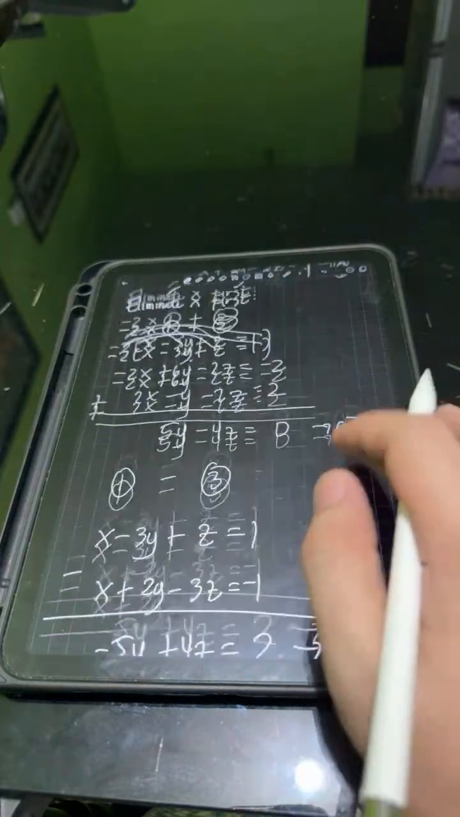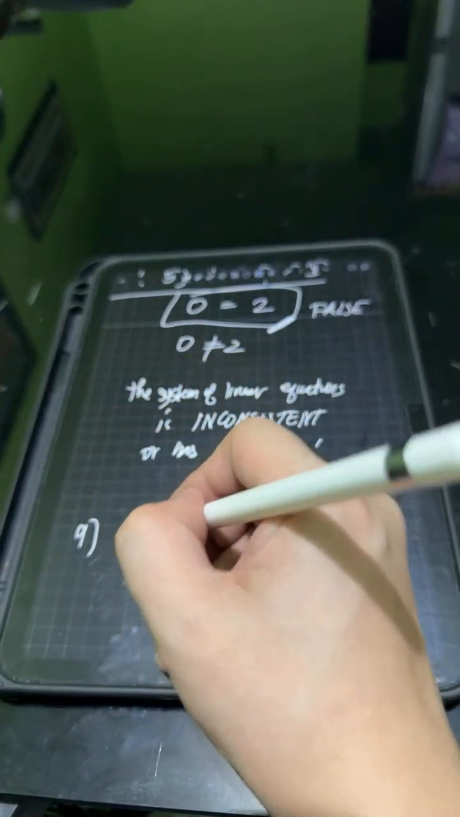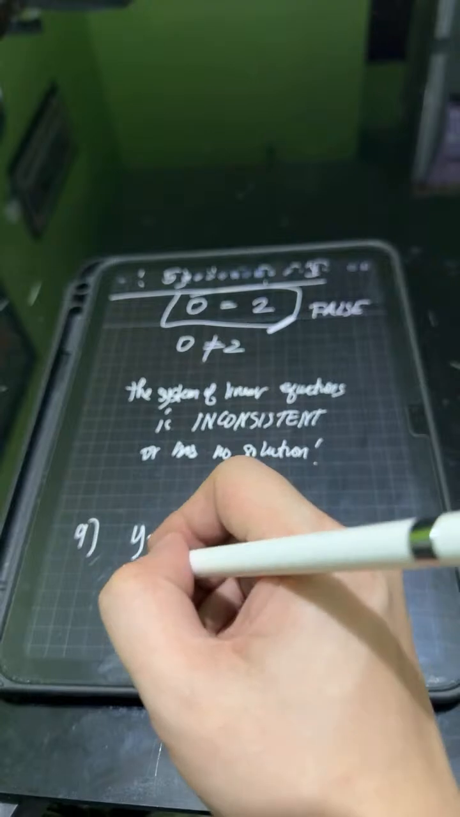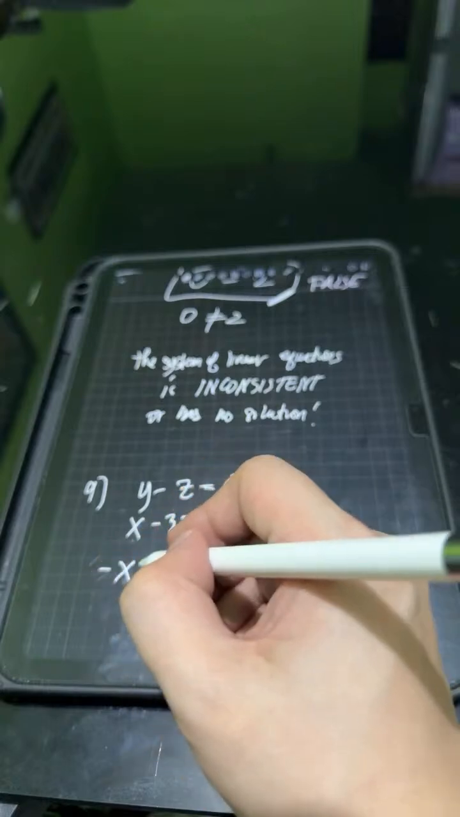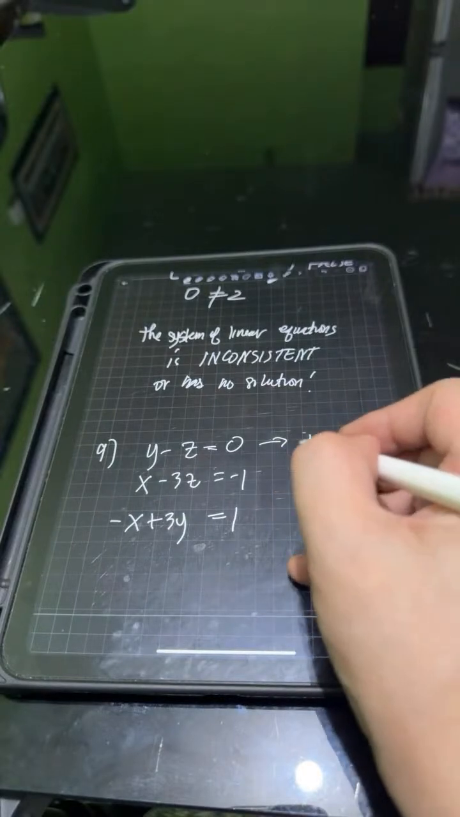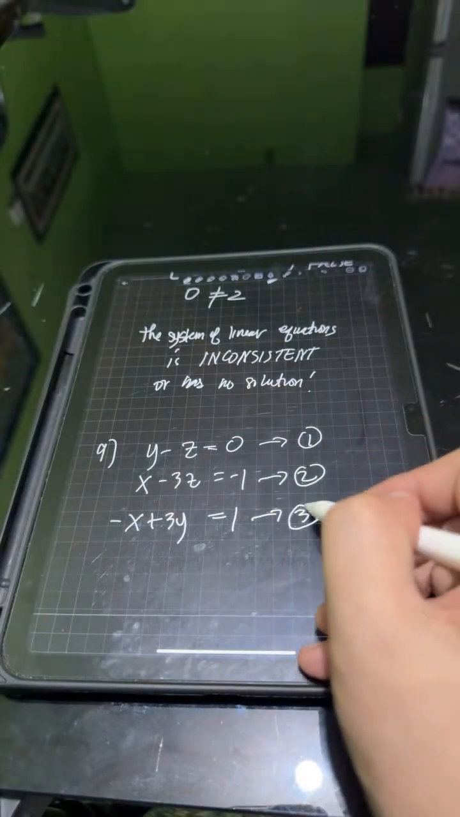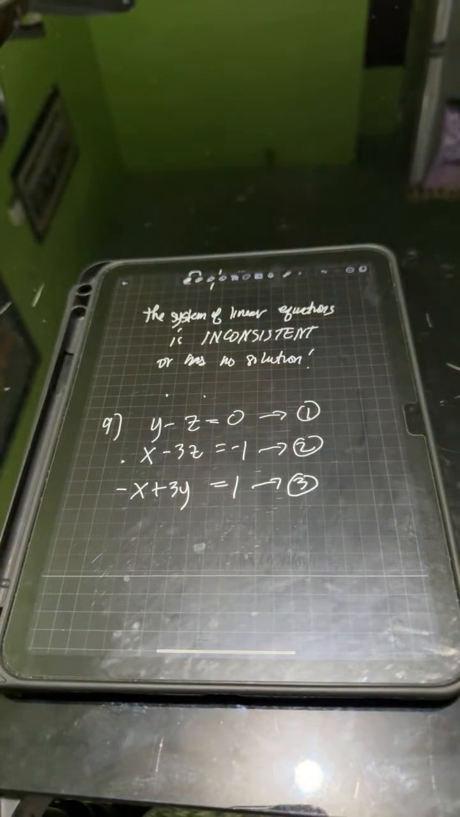Next, number 9. Okay, what if y minus z equals 0, x minus 3z equals negative 1, and negative x plus 3y equals 1? So we have three equations, equation 1, equation 2, equation 3, in three unknowns, x, y, z. So we are complete. The number of unknowns conforms with the number of equations. So let's try to use the elimination or substitution method.